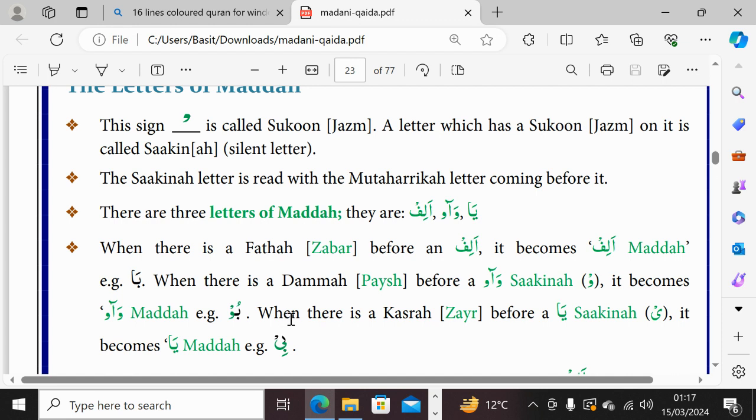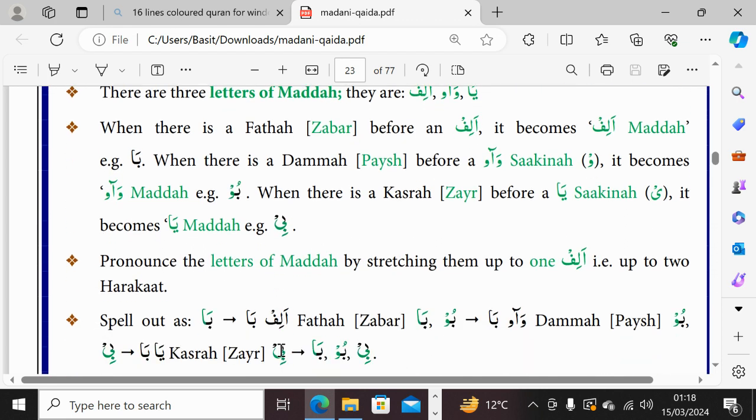And how will there be ya madda? When there is a zer before ya sakina, then it becomes ya madda. This is ya sakina, and this is zer. When there is a zer before ya sakina, then it becomes ya madda.